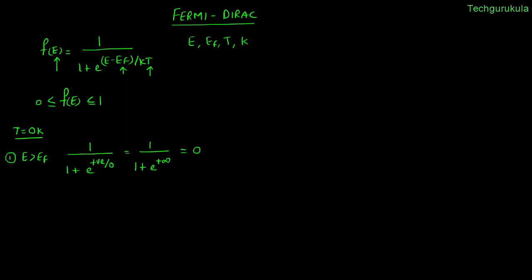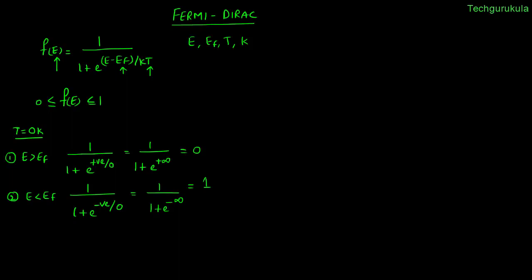Now let us see the second case where E is less than EF. Here we have 1 over 1 plus e to the power, the numerator being E minus EF, where E is less than EF, so E minus EF would be negative, over kT, where T is 0. This is 1 over 1 plus e to the power minus infinity, which is equal to 1. So below the Fermi energy level, the probability of finding an electron is 1.